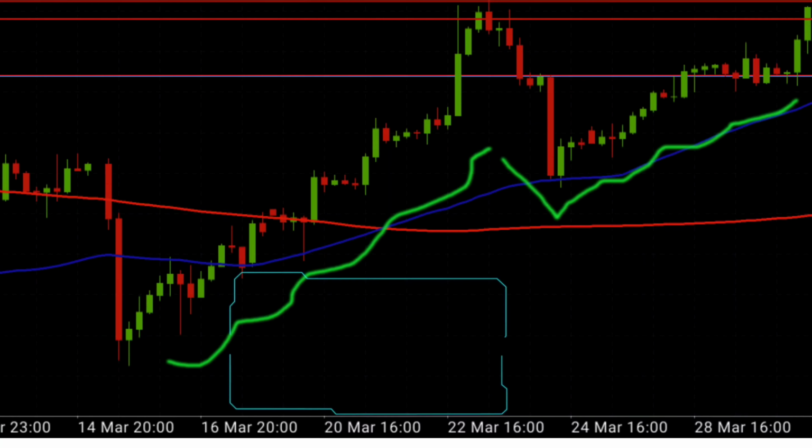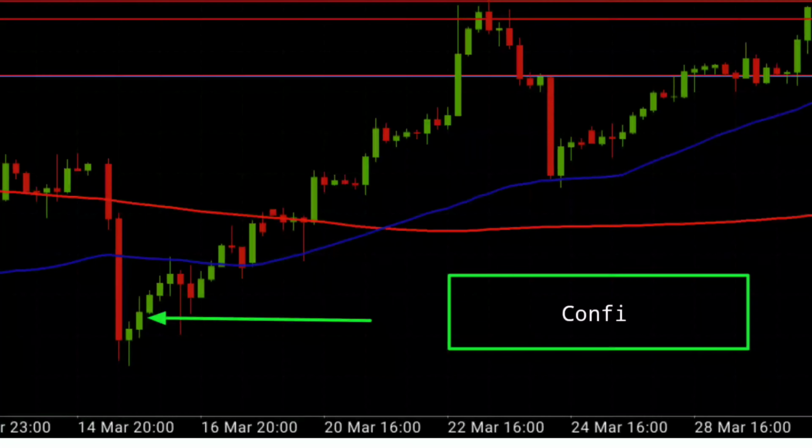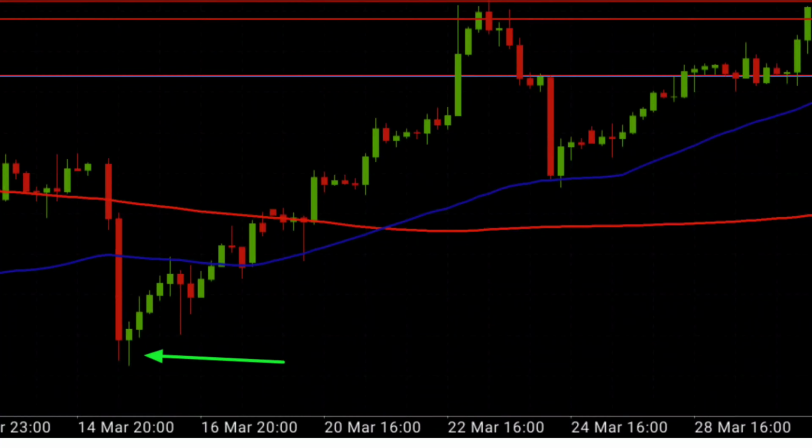The hammer is a powerful bullish reversal pattern that traders can use to identify potential trend reversals and enter long positions. Make sure to watch out for a confirmation candle and look for the best hammer formations with long lower shadows and small real bodies.